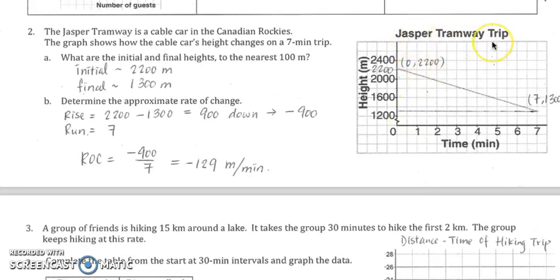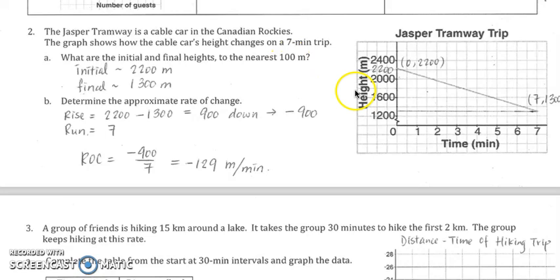So there's a title, Jasper Tramway Trip. The horizontal axis, the x-axis, or really the time axis in minutes, shows us the trip from 0 to 7 minutes. And also the vertical axis, sometimes you call it the y-axis, dependent axis, or here the height axis, shows the height of the tram during the journey.